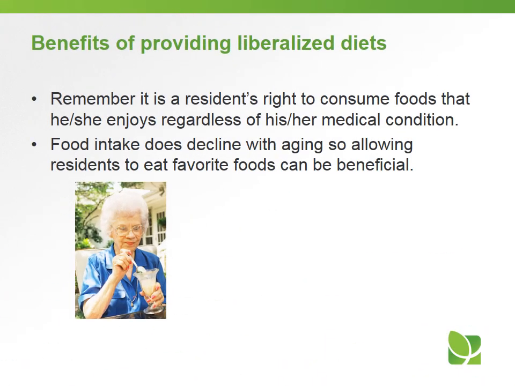Remember, it's up to a resident to consume the foods that they want, no matter what kind of medical condition they may have. A diabetic resident may say, I want pie and I want 2 pieces of pie, and we are not allowed to refuse that request. So if they consistently request things that are not on their diet, then we make sure we document that, care plan it, and then possibly change their diet in the future if that's not something they really want. And always remember too, food intake does decline with aging, so allowing residents to eat favorite foods can be beneficial.